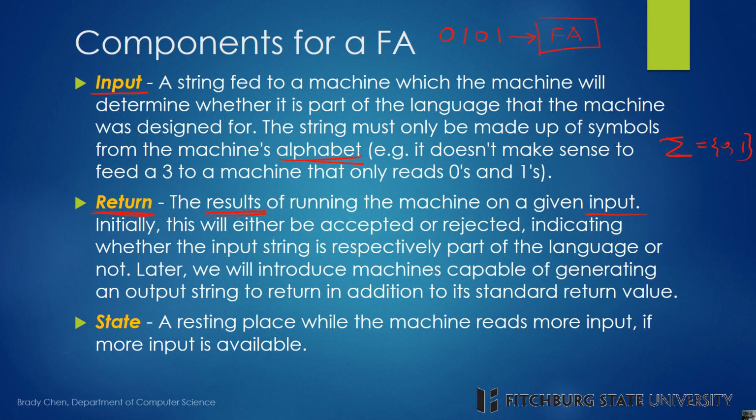Initially, this will either be accepted or rejected. If the finite automata moves from one state to the others and eventually lands in the final state, which is an accepting state, then the input is accepted. If it reached the rejecting state, then it's rejected. That's a return.